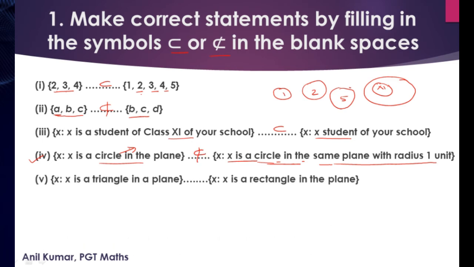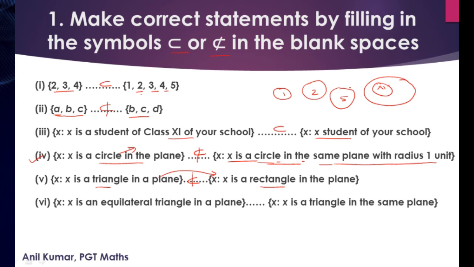Next, X is a triangle in a plane. X is a rectangle in a plane. Because a triangle is not a rectangle, we cannot say that all the triangles are included in the rectangle. So it is also not a subset. X is an equilateral triangle in a plane and X is a triangle in the same plane. On this side we have only equilateral triangles, and all the equilateral triangles are part of the triangles. So yes, it is a subset.